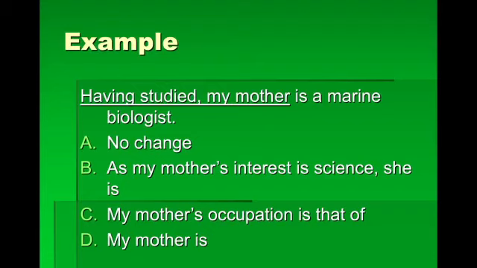Letter B, as my mother's interest is science, she is a marine biologist, it makes sense, but it's very clunky. We don't need to have all of that sentence there. My mother's occupation is that of a marine biologist. Again, technically correct grammatically. However, we don't need to have marine biologist and mother's occupation together. There's this understanding that a marine biologist is an occupation. So your best choice here is letter D.